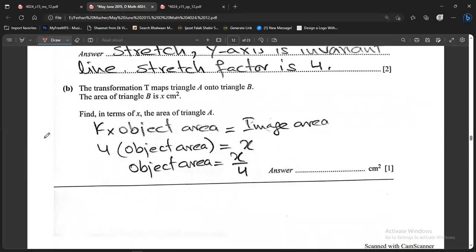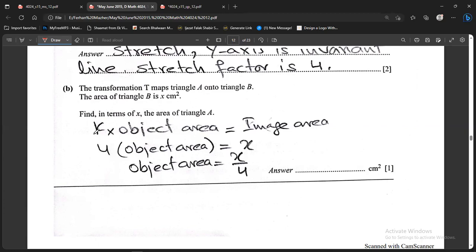Then the question is, the transformation T maps triangle A onto triangle B. The area of triangle B is x centimeters square. Find in terms of x the area of triangle A. So whenever a stretch happens, K, that's the stretch factor, multiplied by the object area is equal to the image area.